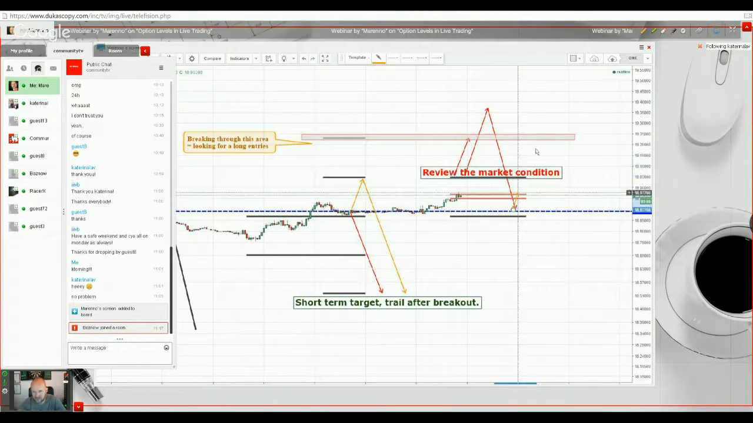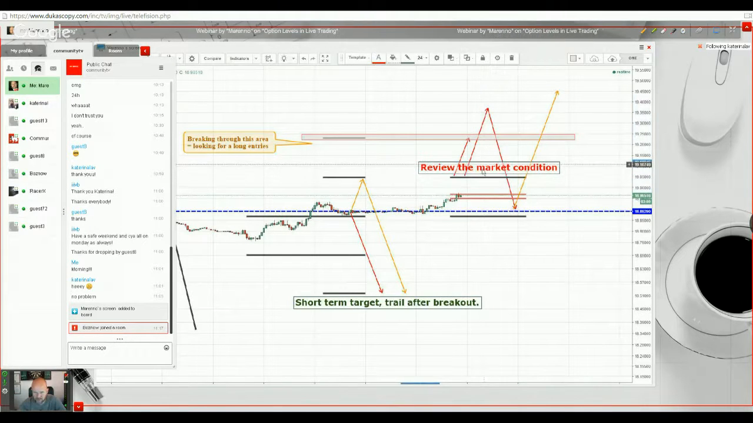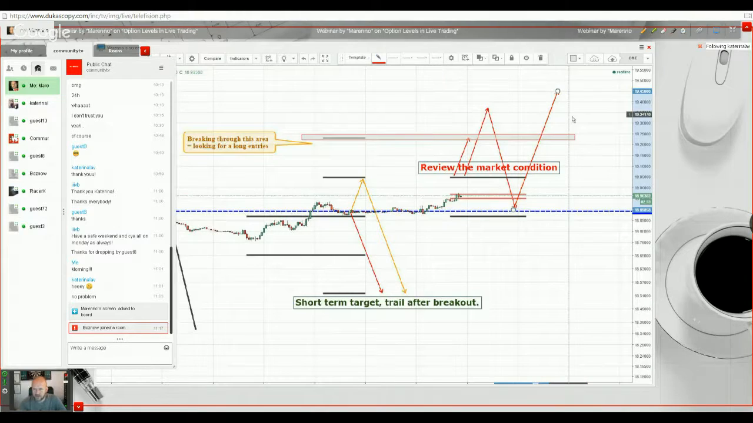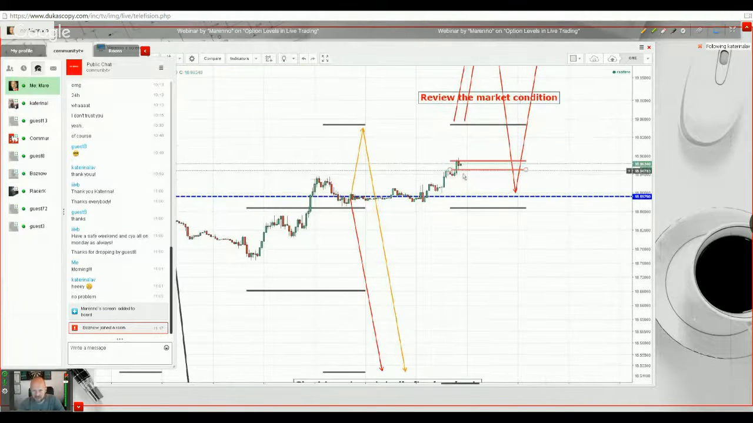Okay, so that's something we'll possibly do. But before this level is broken, I still want to sell it. For now, let me change the color of this one. For now, I want to sell. Where do I want to sell it? So this is a level to watch, the first one, but this level is a session level.